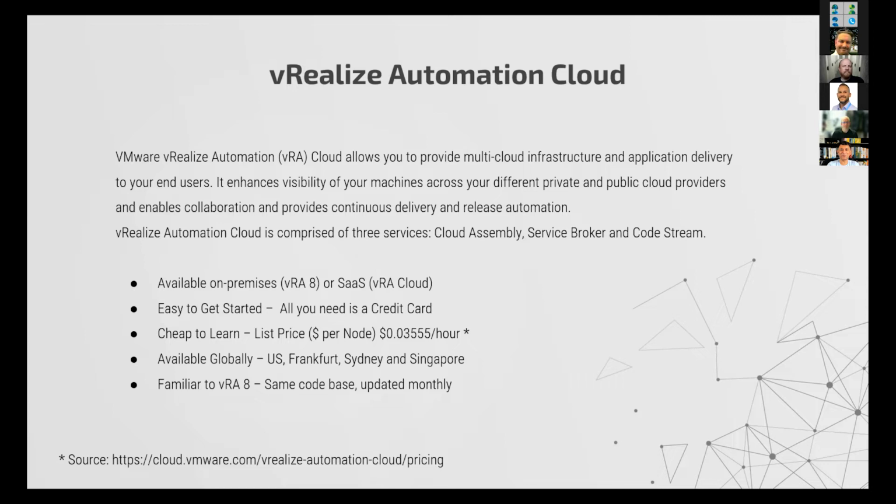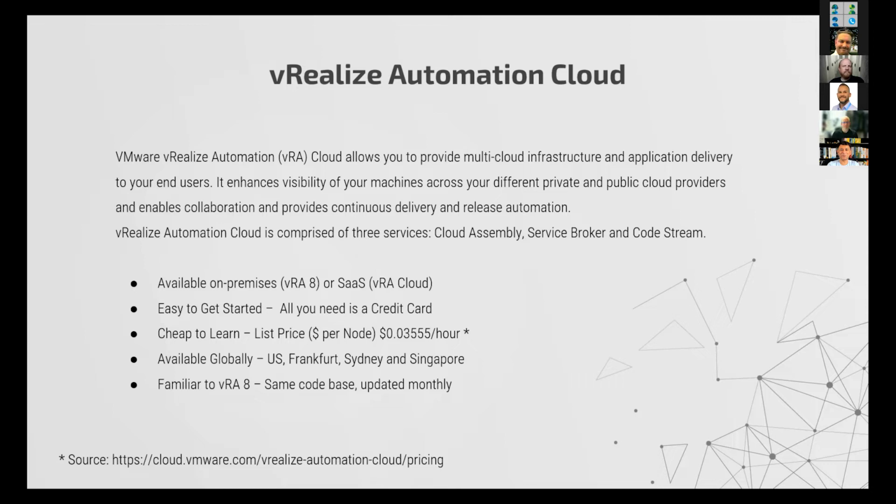So vRA consists of sort of three main services these days. First being Cloud Assembly, second being Service Broker, and the third being CodeStream. vRA is available both on-prem, called vRA 8, or the SaaS version called vRA Cloud.